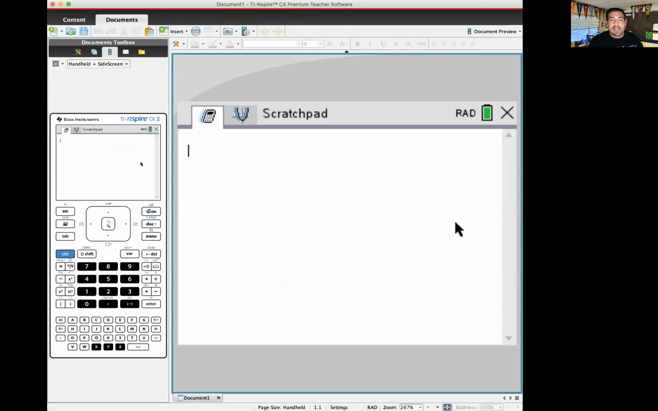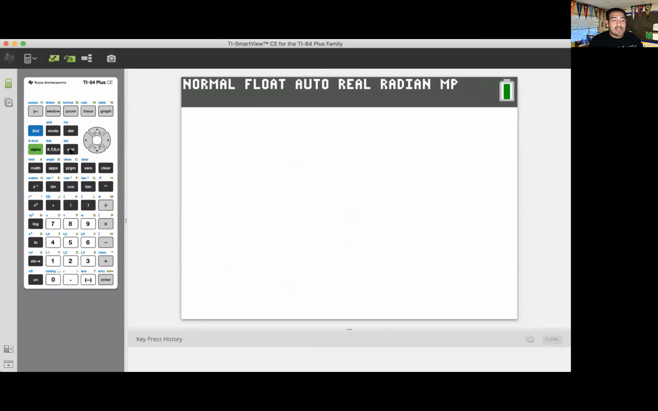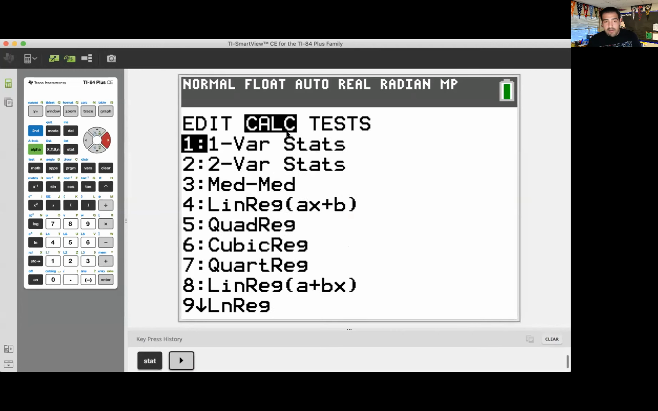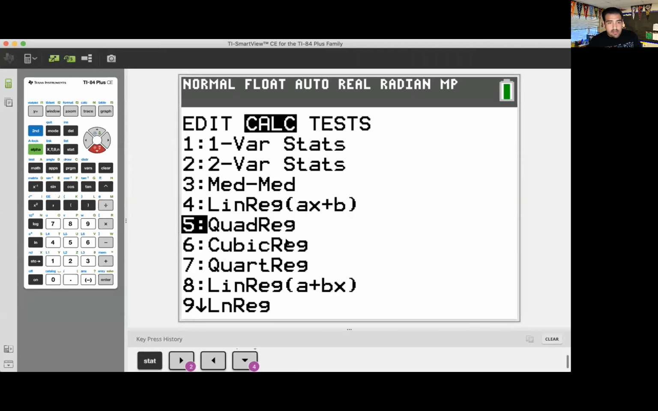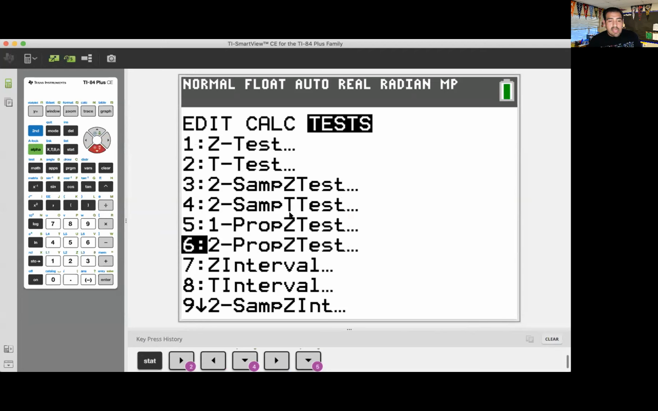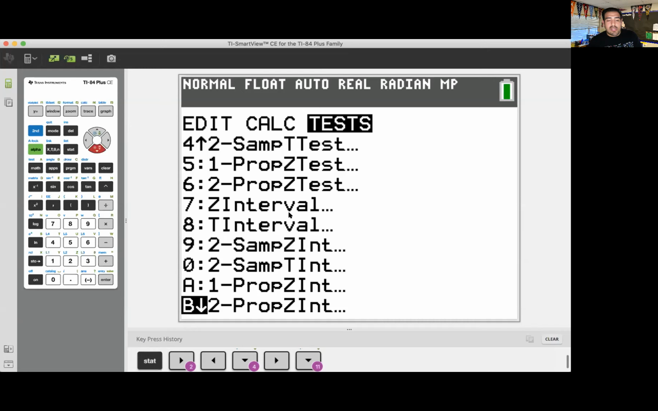If you are doing this on an 84, you're going to go to stat, you're going to go over to tests, you're going to see that there's the 2 proportion z-test, number 6. If you need that confidence interval, just keep going down. You'll find there's the 2 proportion interval. Just like that, you insert the same information that is needed. So if you want, you can peace out. I'm going to do the other example problem really quickly.